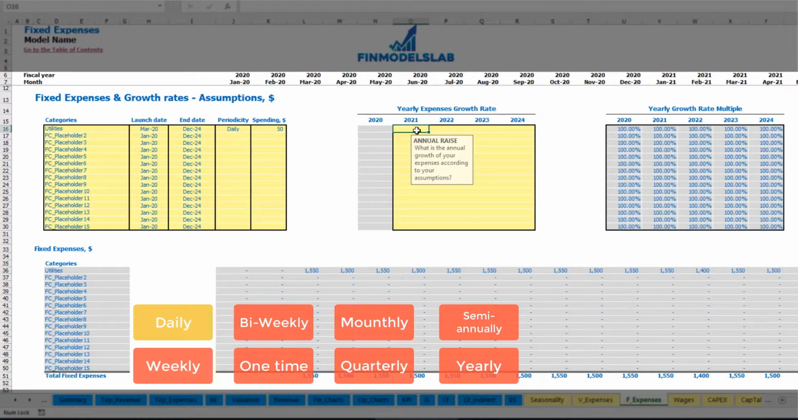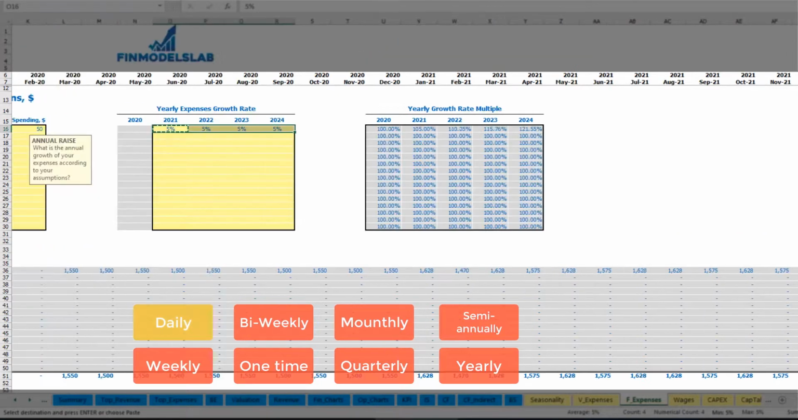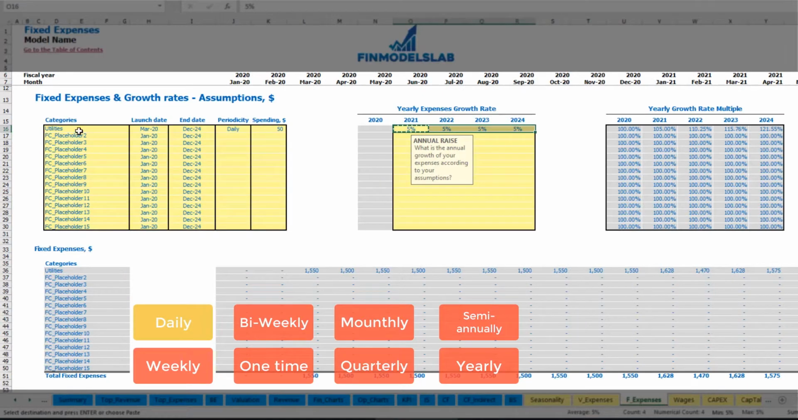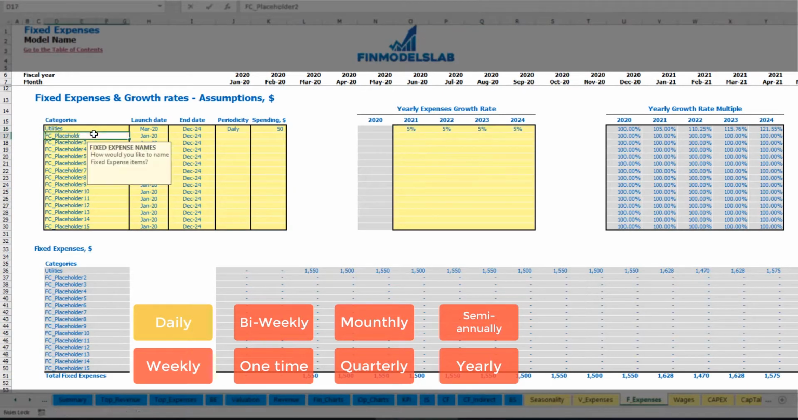Also, you have the ability to input some growth rate year over year. Once you input this growth rate, you will see that your utilities will grow over the years. Let me give you a couple of other expense types. For example, advertising. Let it start in March and finish in August 24.